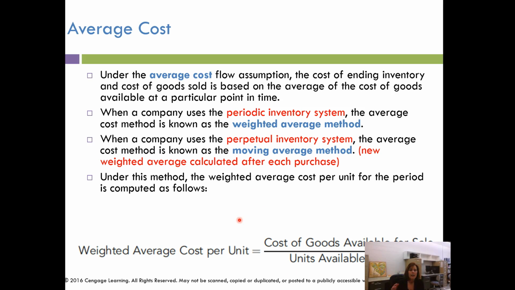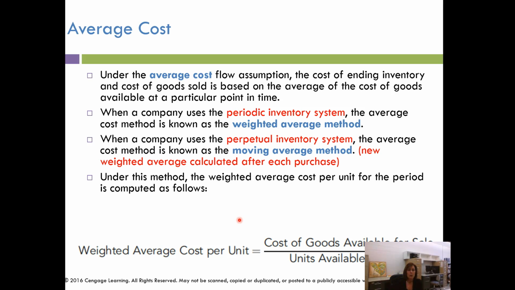The average cost has two different ways that we potentially could look at this. And how we look at this depends on whether we're using the periodic method or the perpetual method. Remember, with the periodic method, we don't track our inventory on a transaction by transaction basis. We just sell without regard for keeping track of how much we're actually selling in terms of units.